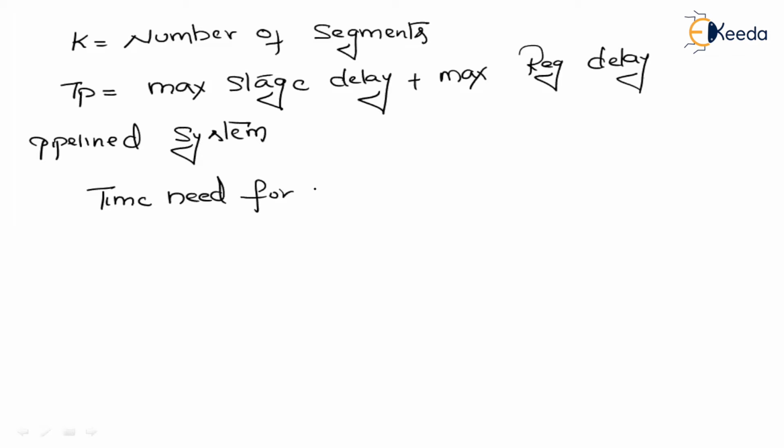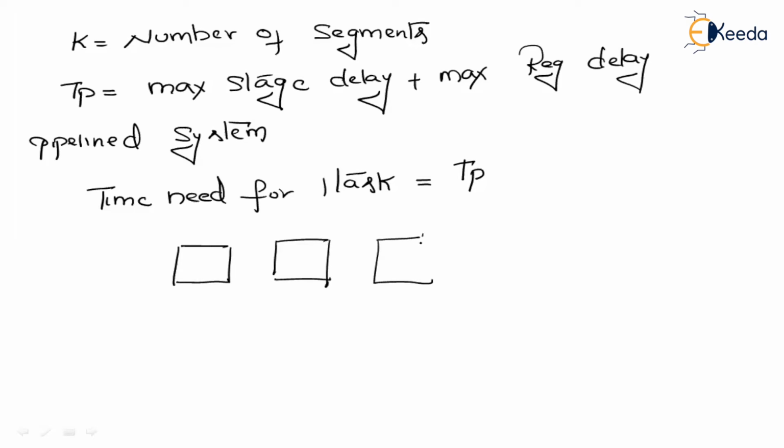And in a pipeline system, the time needed for one task is equal to Tp. That is because if you have a look, there are several segments which have different delays: 2 clock cycles, 4 clock cycles, 3 clock cycles, 1 clock cycle. There are several instructions to execute within this pipeline: I1, I2, and so on, n number of instructions.